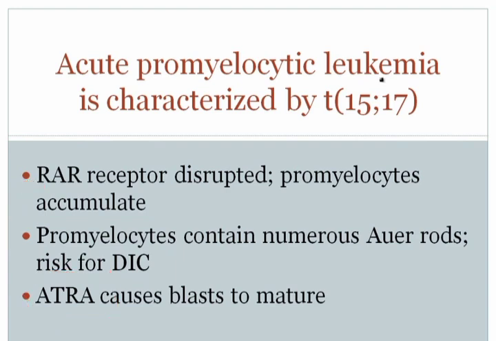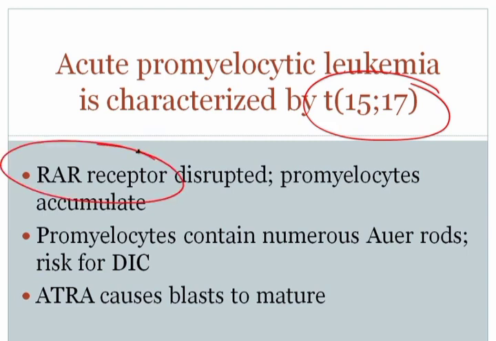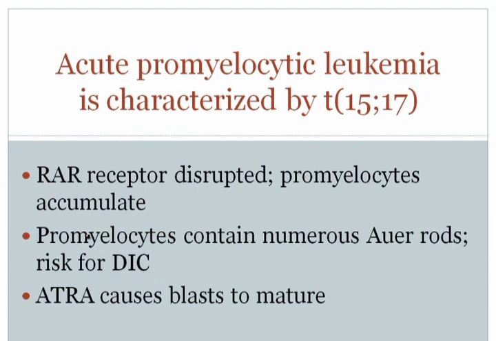So these are all very high yield principles. The 15;17 translocation disrupts the retinoic acid receptor, causing promyelocytes to accumulate. The promyelocytes contain Auer rods. The Auer rods increase the risk for DIC. If ATRA is given, ATRA will bind the retinoic acid receptor, causing the cells to mature and alleviating the patient of their leukemic burden.